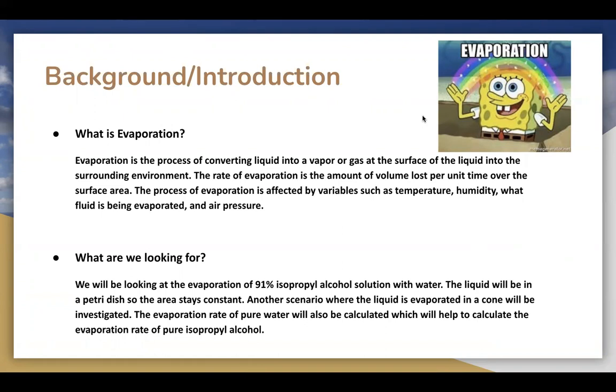These scenarios will be different in terms of the size of the dish holding the liquid while it evaporates. The liquid will be in Petri dishes, so the area will stay constant during each of the first experiments. And then at the end, we will also be evaporating the liquid in a cone. So as the liquid evaporates, the cross-sectional area will decrease. The evaporation of pure water will also be calculated, which will be helpful in calculating the evaporation rate of pure isopropyl alcohol.